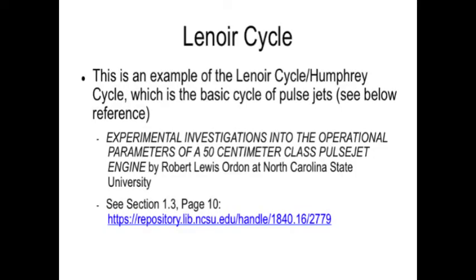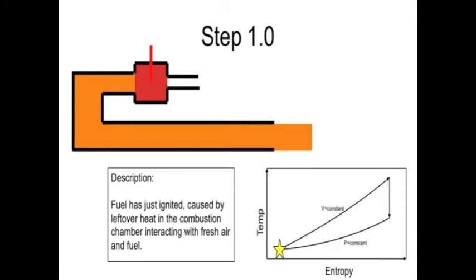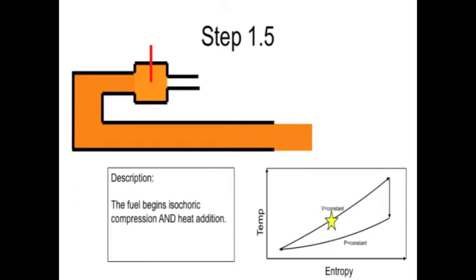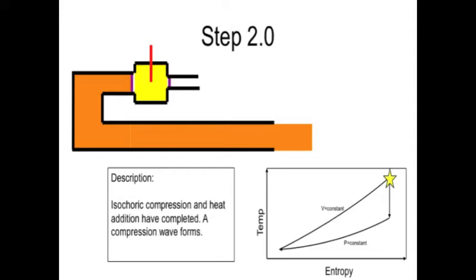According to Robert Louis Orden in the provided reference, the pulse jet operates in a combination of the Lenoir cycle and the Humphrey cycle. In this video, I describe the thermodynamic cycle of a valveless pulse jet using the Lenoir cycle. At the start of the cycle, fuel and air begin to burn at low temperature and low pressure. As the fuel and air burn, the gas undergoes a constant volume heat addition and compression process. When the fuel and air are done burning, the exhaust gases are at high temperature and high pressure.